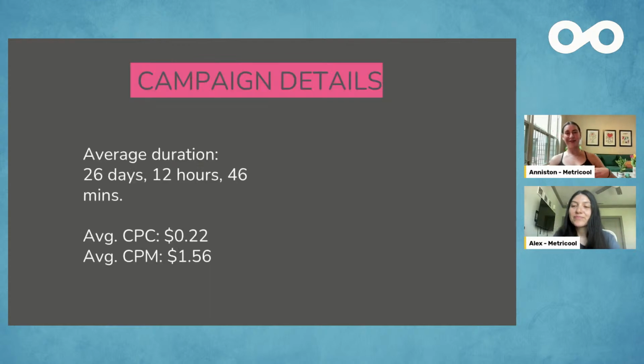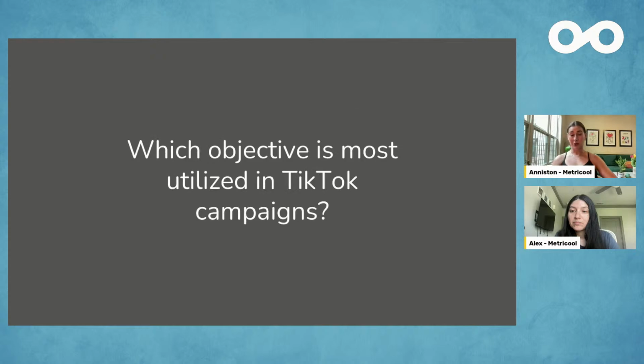Okay, and then we averaged the total duration. The average campaign duration is 26 days, 12 hours, and 26 minutes. Average total CPC is 22 cents, and average CPM is $1.56. For Facebook, the average duration, I think, was about 10 days. So taking that, TikTok has almost month-long campaigns. It kind of shows that maybe content lasts a little longer. Campaigns, I guess, need a little more time on TikTok. You need more time to perform for sure.